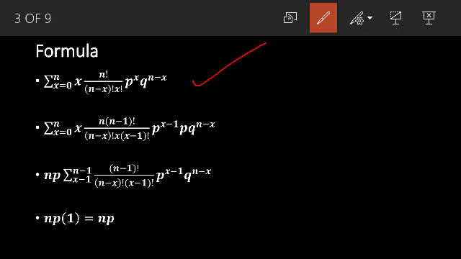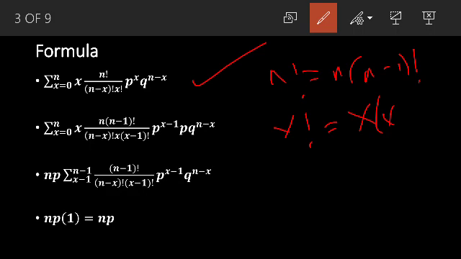Now from there we can break this down. n factorial becomes n times n minus 1 factorial, and your x factorial becomes x times x minus 1 factorial. That's exactly what we achieved here.